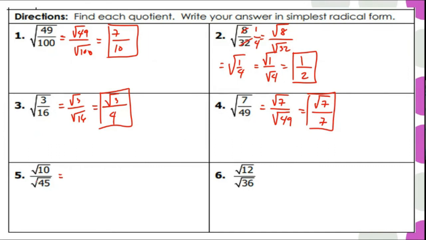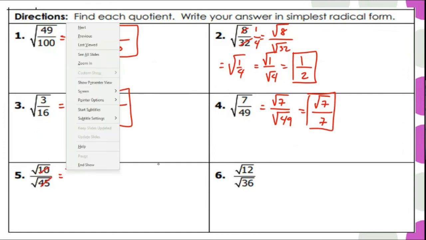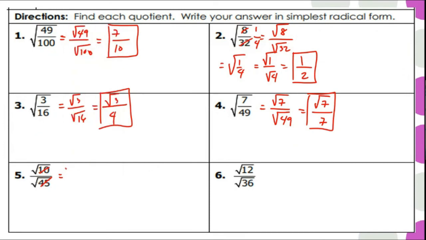With number 5, we can have the common factor, which is 5. So 10 divided by 5 is 2. So square root of 2 all over 45 divided by 5 is 9. So square root of 9. Simplifying, we will have square root of 2 over the square root of 9, which is 3. Square root of 2 over 3 is the answer.